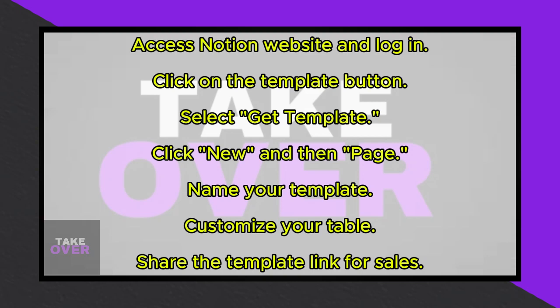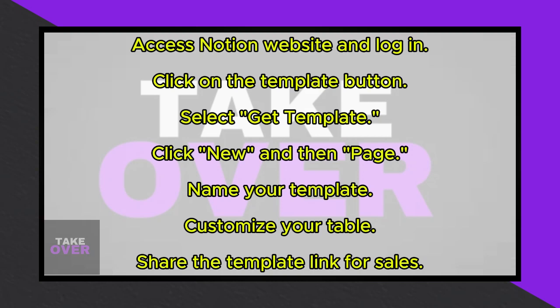You can modify the name of the first column and add properties like tags. Click on Tags, then Edit Property, to expand the options. You can include additional options, like Option A, and even adjust their colors to suit your preferences.